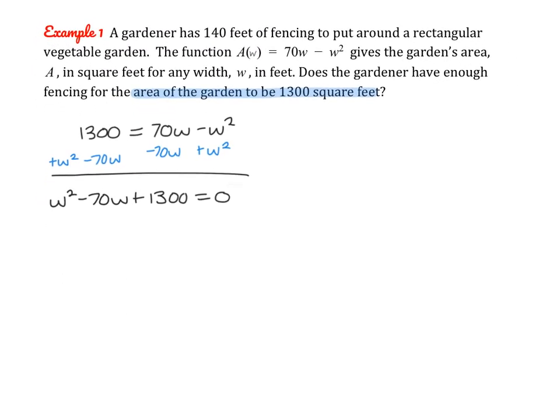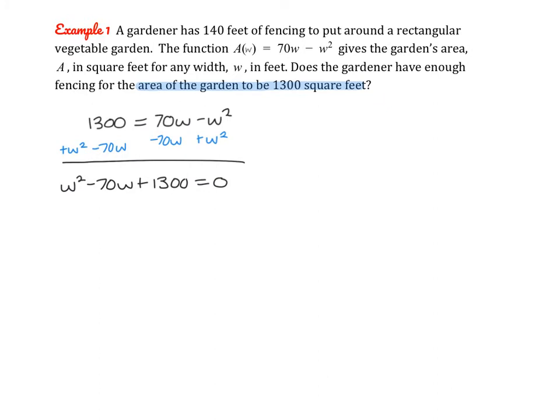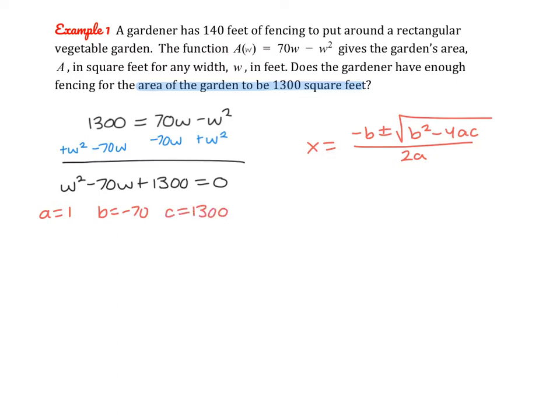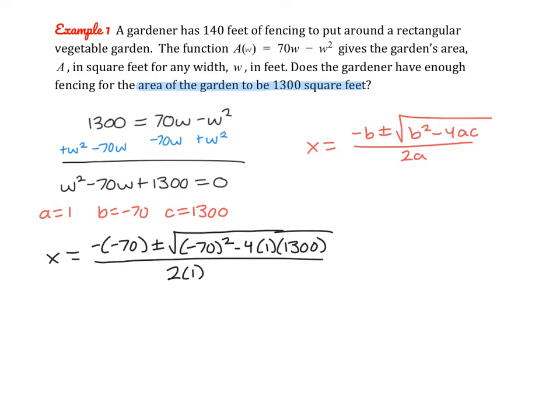So here there's a lot of different ways we could try to solve. I'm going to go straight for the quadratic formula because I know it will always work. So again, we're going to be using x equals negative b plus or minus the square root of b squared minus 4ac, all over 2a. And we can see from our equation that a is 1, b is negative 70, and c is 1,300. So let's substitute those values. So x equals negative negative 70 plus or minus the square root of negative 70 squared minus 4 times 1 times 1,300, all over 2 times 1.